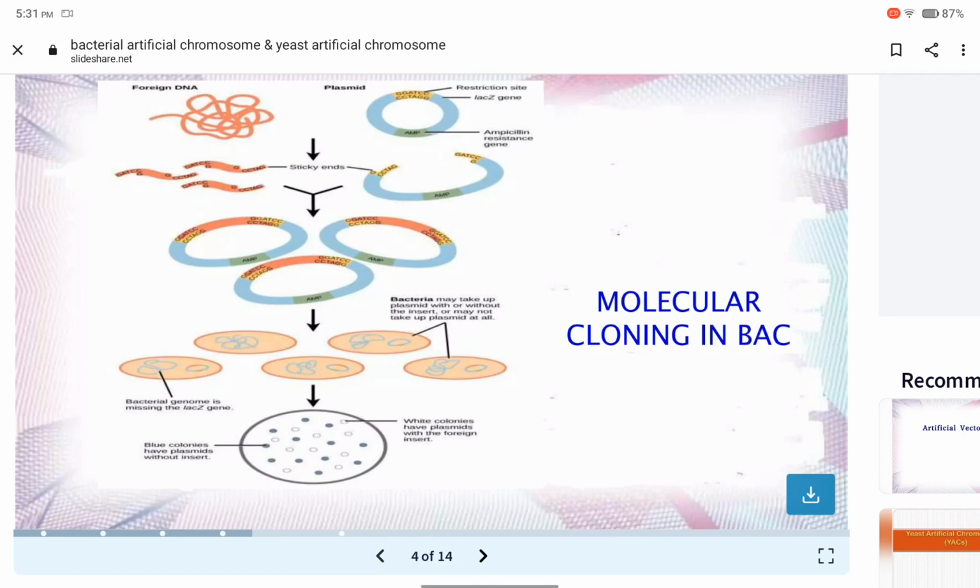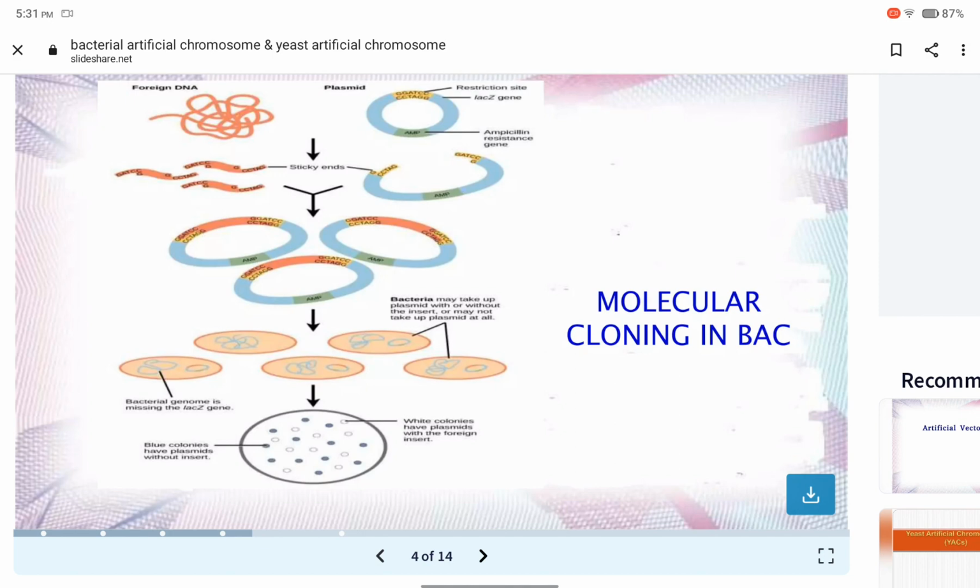Okay, now we have molecular cloning in a bacterial artificial chromosome. This is showing the complete overview of how these bacterial artificial chromosomes work.